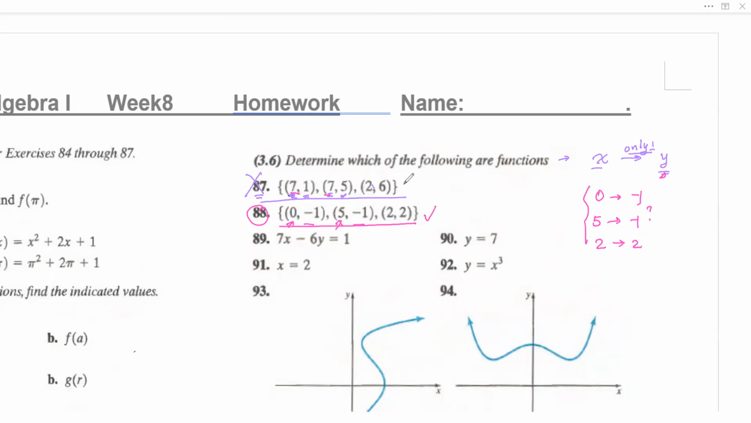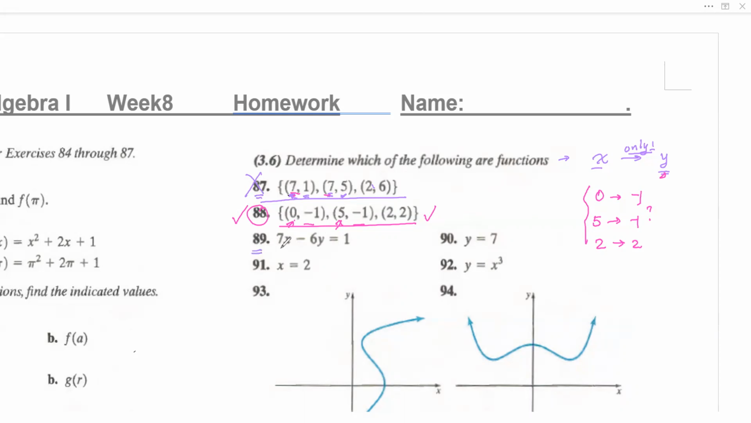All right. This is a little bit confusing, but just keep this in mind. When you input 1, the output is only 1. If the inputs are different but the output is the same, it's okay, because for each input, there is only one output. So this is a function. All right, let's see 89.